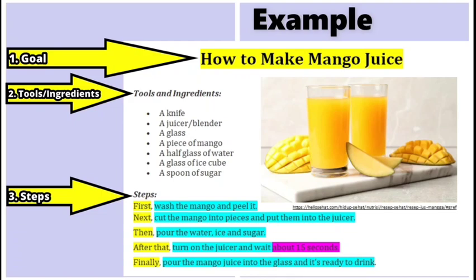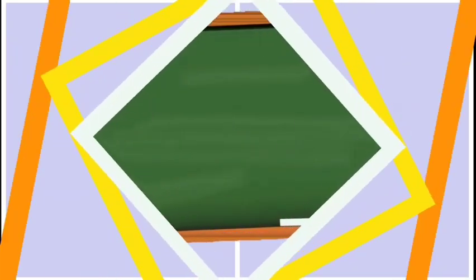Now, let's identify the language features of the text. The language features of the text are using adverbial sequence that mark in yellow color. First, next, then, after that, finally. And then the sentence that mark blue color is imperative sentence. Then this text is using adverb or adverbials that show time in detail. That is about 15 seconds.